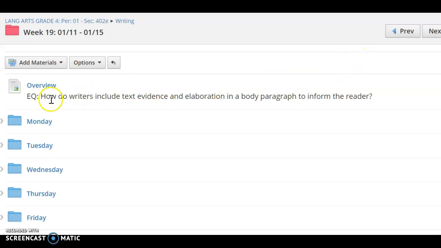If you take a look at this question, how do writers include text evidence and elaboration in a body paragraph to inform the reader? This week, we're going to take a very close look at body paragraphs. That's going to be our focus in our 5 morning meetings.